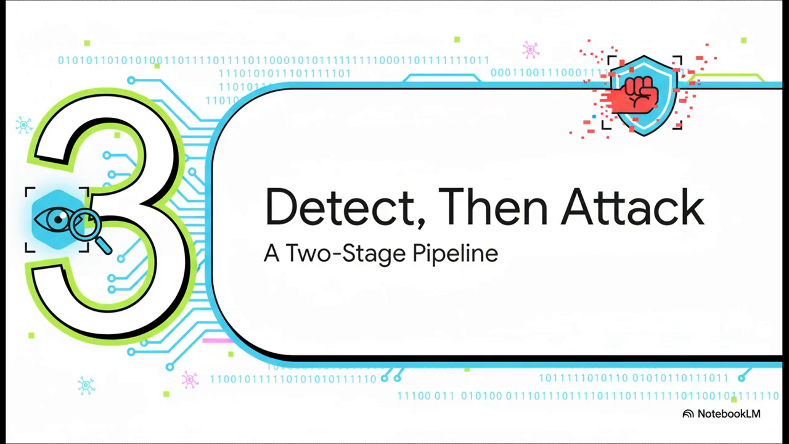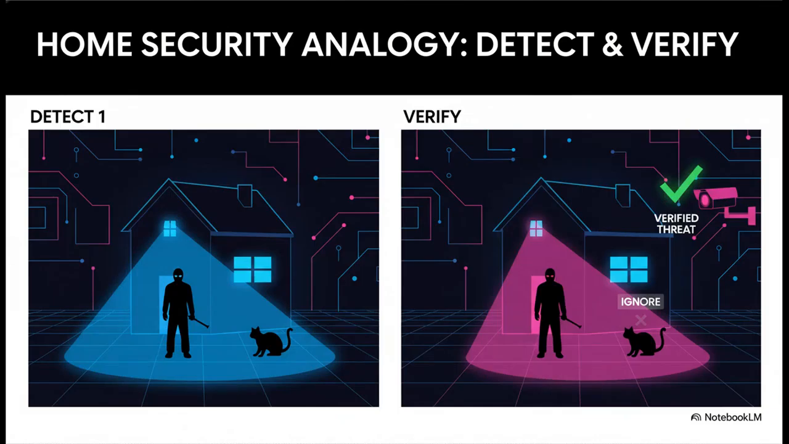This is where things get really, really clever. OpenAnt uses this two-stage process that it calls detect, then attack. Probably the easiest way to think about it is like a home security system, right? The detect part is like your motion sensor. It goes off if anything moves. But, you don't want the alarm screaming every time a cat walks by. So that's why you have a second system, maybe a camera, to verify if it's a real intruder. That verification step, that's OpenAnt's attack phase.